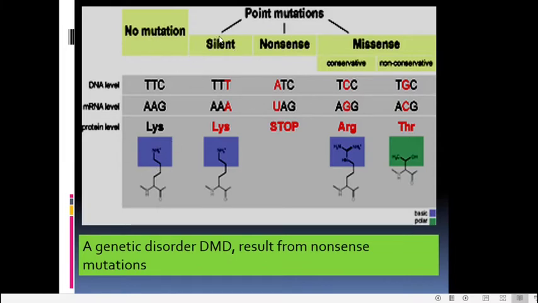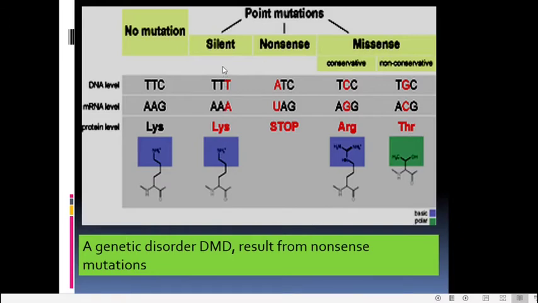We go to a silent mutation. Here, this TTC is the normal gene. The C is substituted by T in the third position. So this is a point mutation. And the mRNA transcript will be AAA instead of AAG. And it codes for, again, lysine itself.